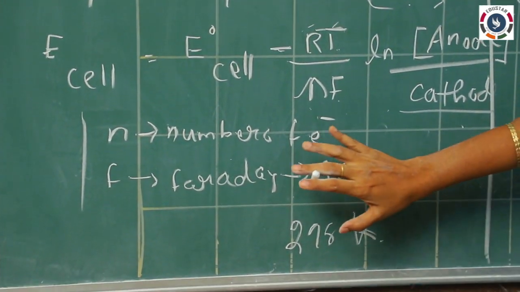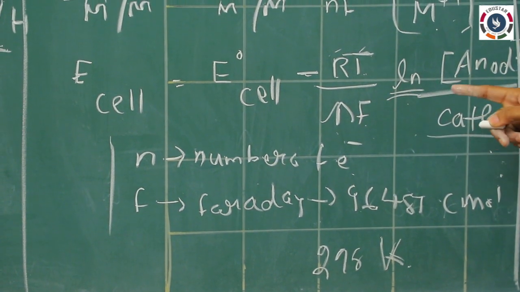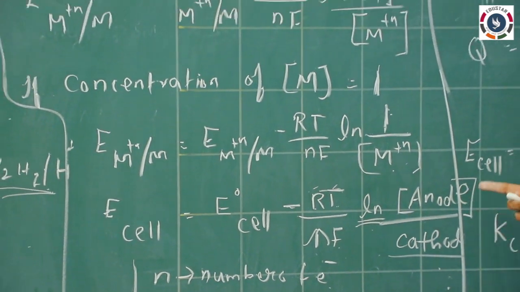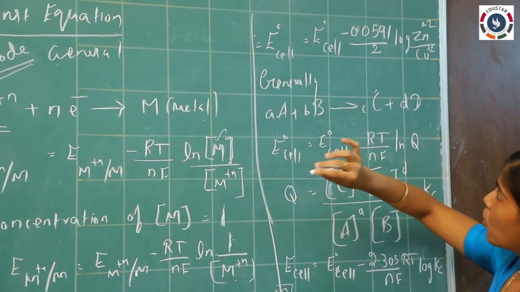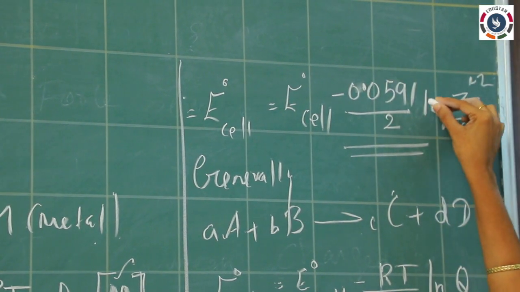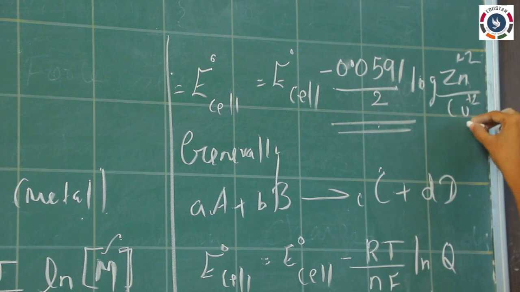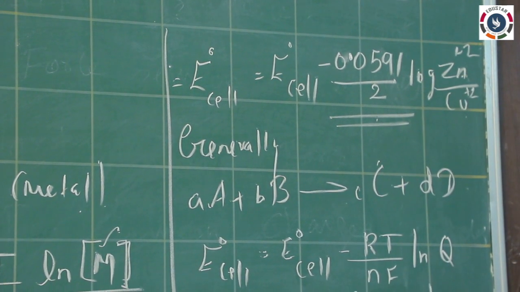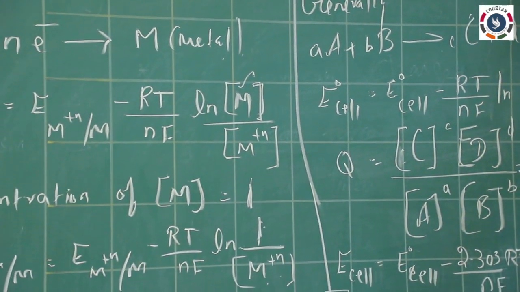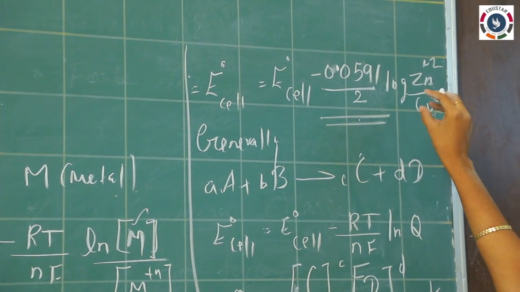By supplying all the values, we are going to convert ln into log. For converting ln into log, what should we do? We have to multiply by 2.303. So after supplying all the values, we will get a number like this: minus 0.0591 divided by 2. Here I have written the zinc and the copper. Zinc is the anode of the Daniell cell and copper is the cathode in the Daniell cell. So I have specified the example here.